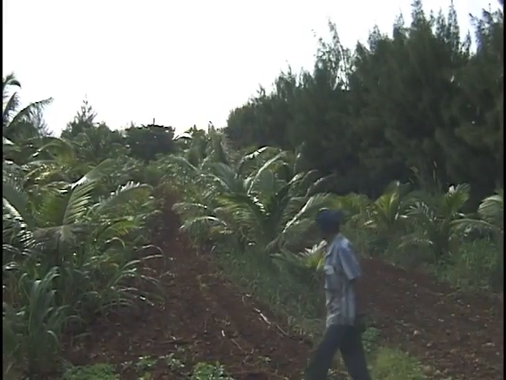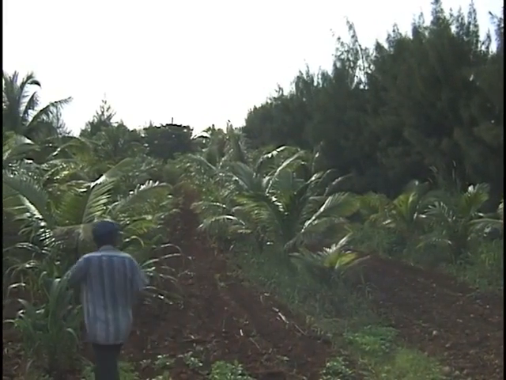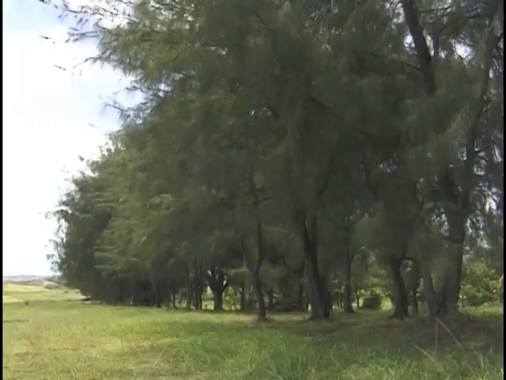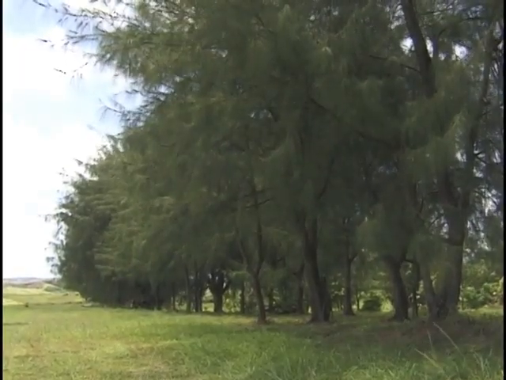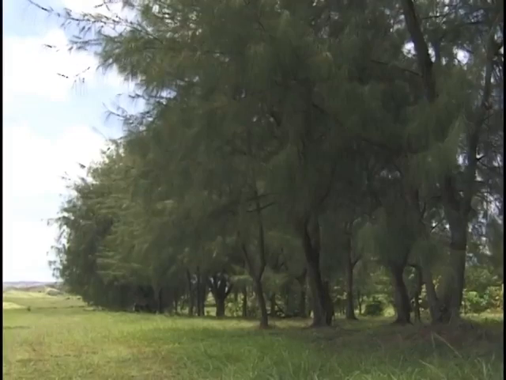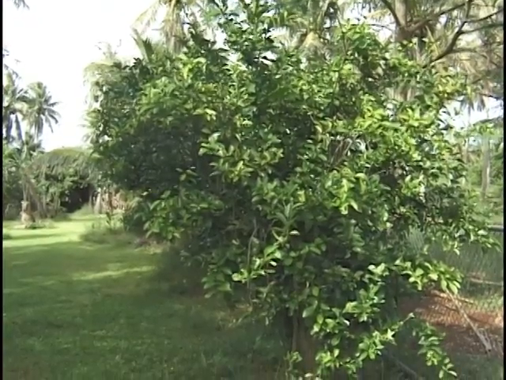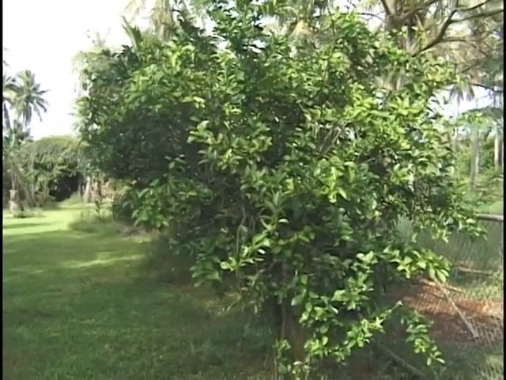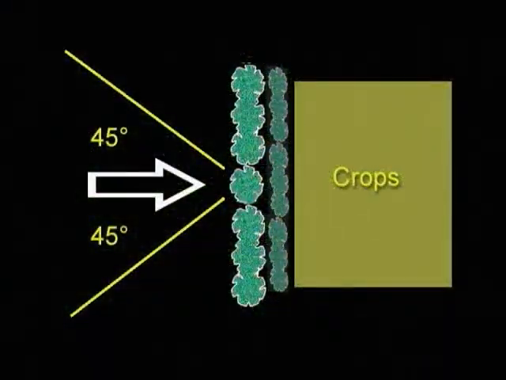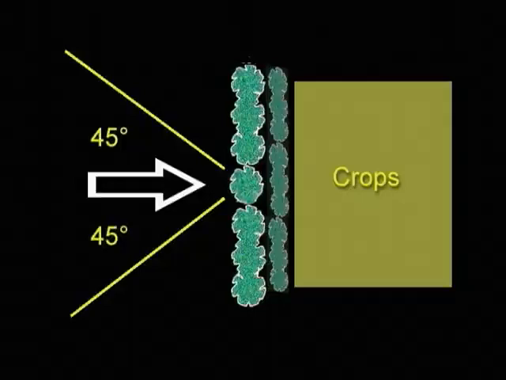Proper orientation is essential for effective protection. The ideal windbreak is oriented perpendicular to the prevailing wind direction. If the prevailing wind comes from only one direction, a single-leg windbreak can be used. It should be oriented within 45 degrees of being perpendicular.